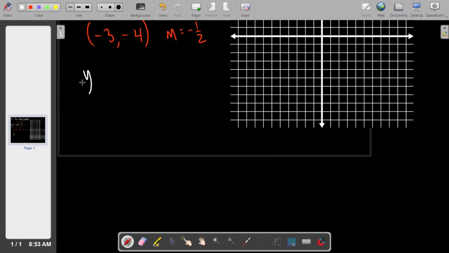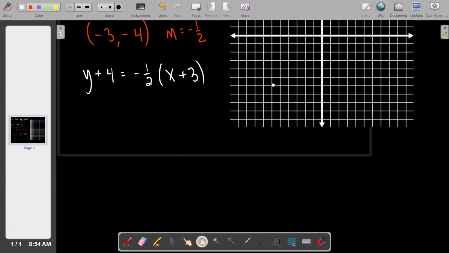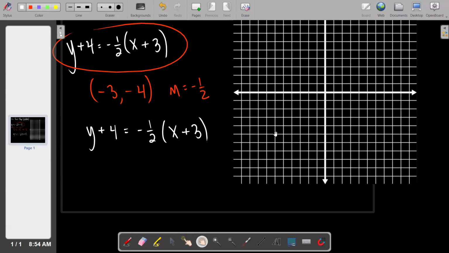y + 4 = -1/2 (x + 3). Good. And now I'm going to scroll up just so you can see that, in fact, the two white things are identical. Good job, Hannah. So by reverse sort of engineering that fact, the point that the line goes through, we don't need a y-intercept as a place to start.